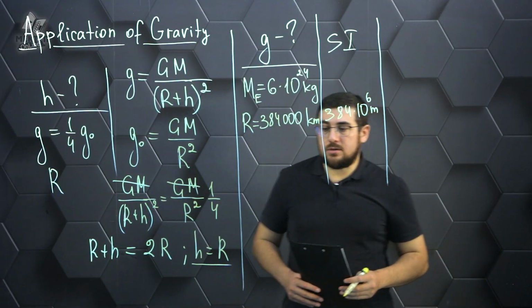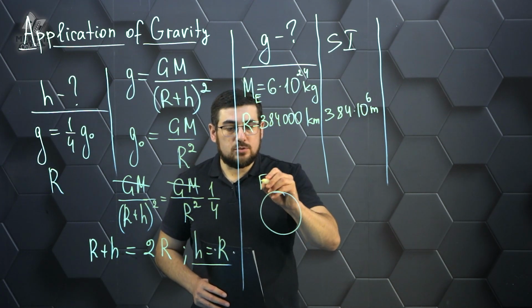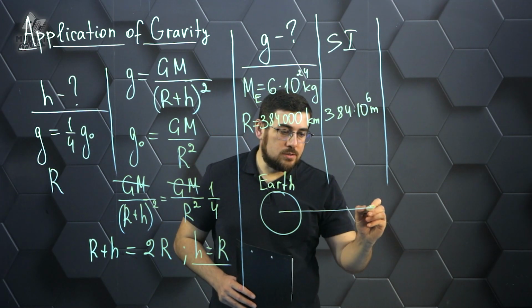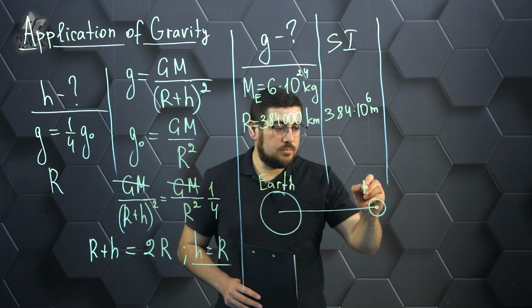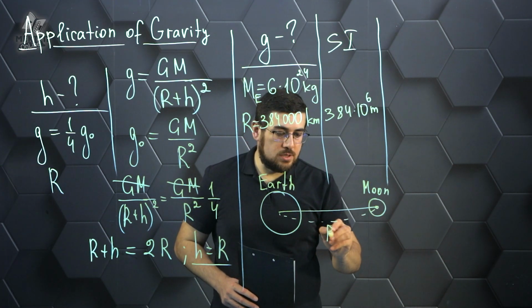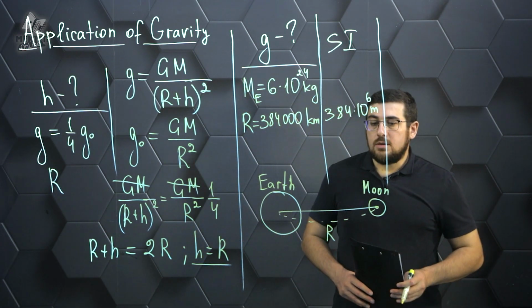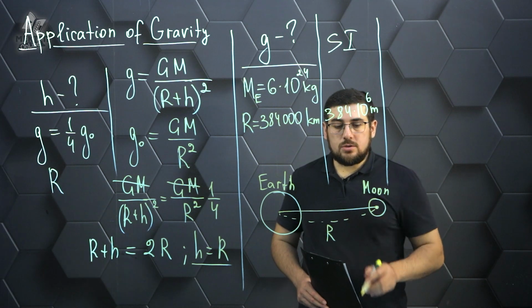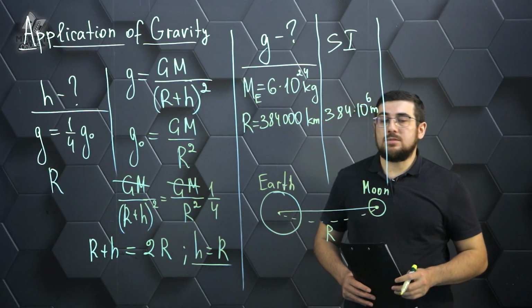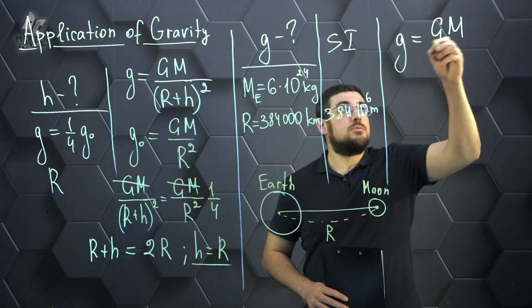For simplicity of consideration of the task, let's depict in the figure how this situation will look. Here we have the Earth, and at a distance r from it is the Moon. We consider this distance as, in this case, the distance between the centers of the Earth and the Moon. Now our task is to find at this point what acceleration of free fall will be created by the planet Earth. To do this, we'll use a well-known formula that we know, GM divided by r squared.